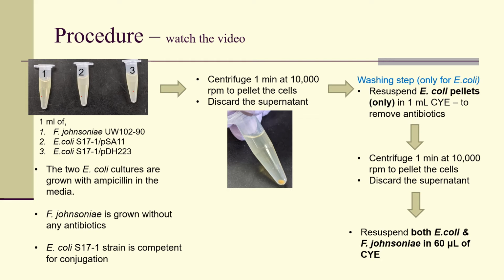So to wash the E. coli, we will resuspend the E. coli pellets in 1 milliliter of CYE media. CYE is a media that we use to grow Flavobacterium johnsoniae. E. coli can also grow in it. Once we resuspend the E. coli pellets in CYE, we'll spin again for 1 minute at 10,000 rpm and then we'll remove the supernatant.